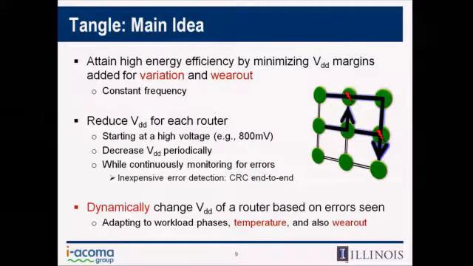And we periodically decrease the VDD, and we monitor the errors that are happening inside the system, and if needed, we're going to increase the voltages. And we rely on some inexpensive error detection. Since we want to have only a few bits added to each packet, we're going to use CRC, and since we want to do the error checking as infrequently as possible, we're going to do end-to-end. Basically, we do the encoding at the source node and the error detection at the destination node.